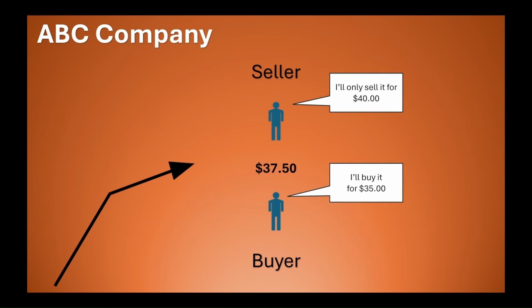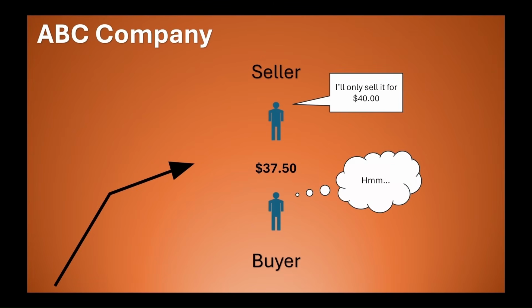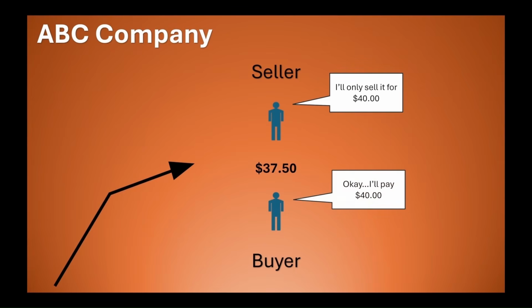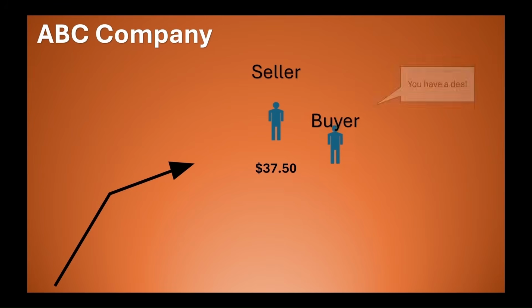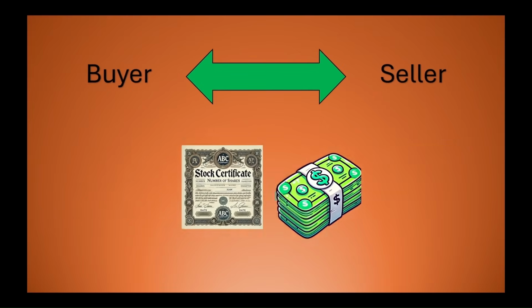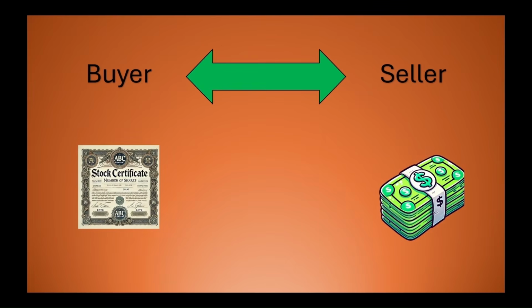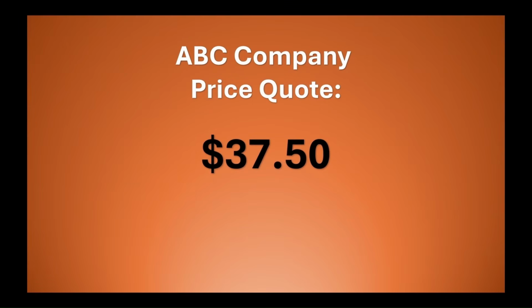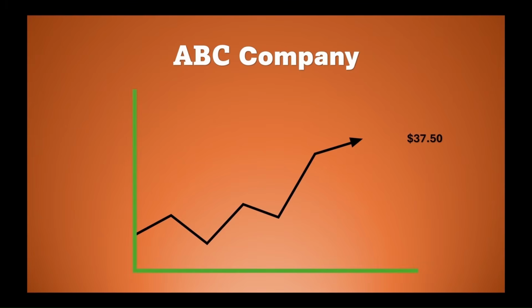But our buyer is very eager to own shares in the company. After thinking it over, he decides to agree to buy the shares for $40. The buyer comes up to the seller's asking price. He gives the cash to the seller, and the seller gives the shares of stock to the buyer. The stock price then changes from $37.50 up to their agreed price of $40. The graph of the stock price then also increases to $40 to reflect their trade of the shares.